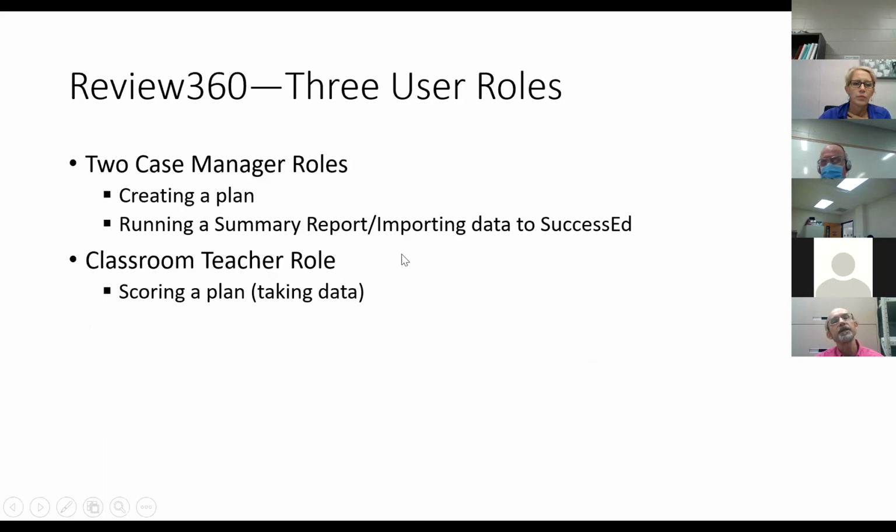All right, so in Review 360, there are three basic roles. You have two case manager roles and a classroom teacher role. Creating a plan is essentially no different than creating paper data collection sheets. You've got all of these goals, and you have to put them somewhere in order to record and take data. So that's one case manager role. The other case manager role is like, with the paper analogy, at the end of the grading period, you've got to take all this information and report progress on it. So that would be another case manager role in Review 360. And then the teacher role is simply scoring a plan, in Review 360 speak, but that's just simply taking data.